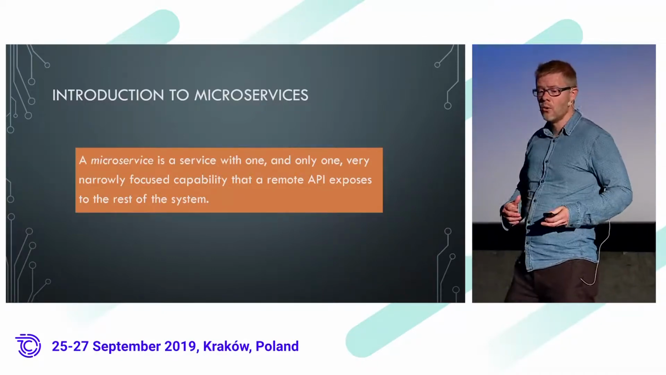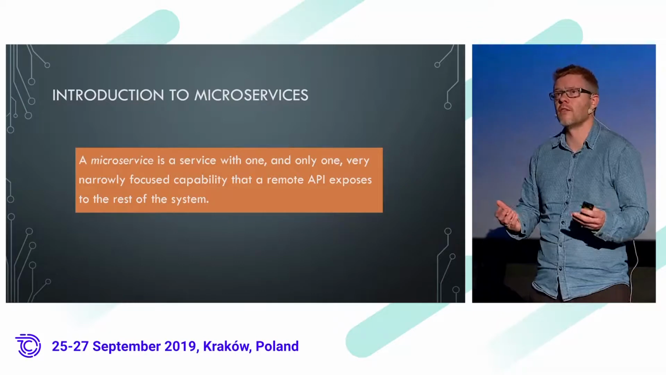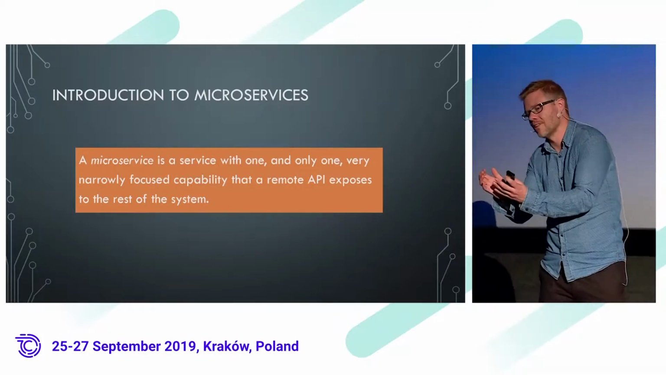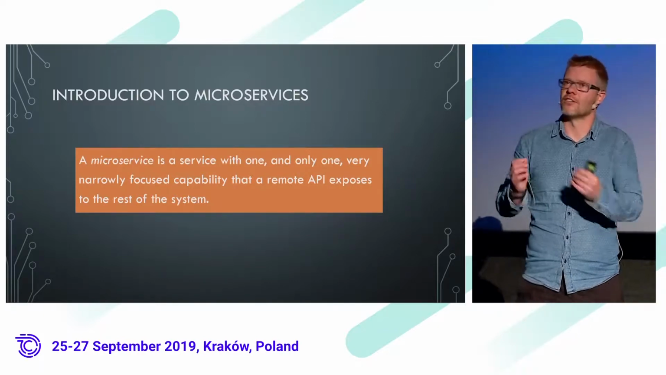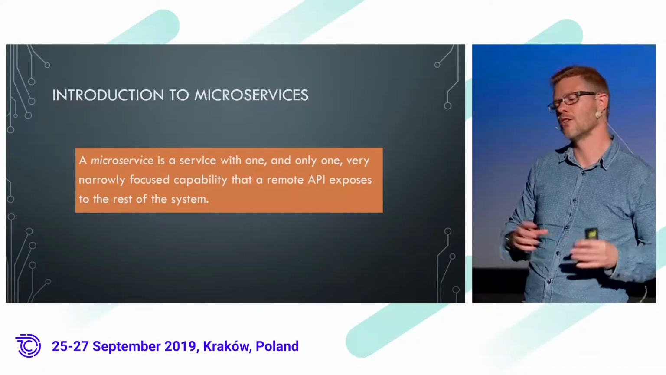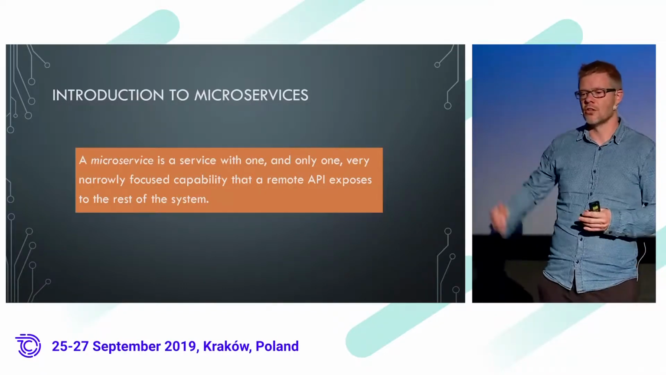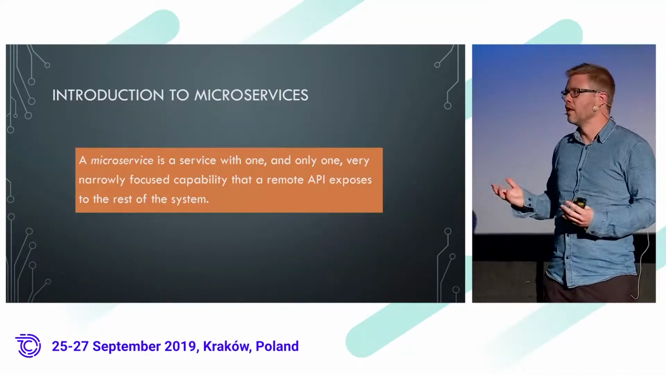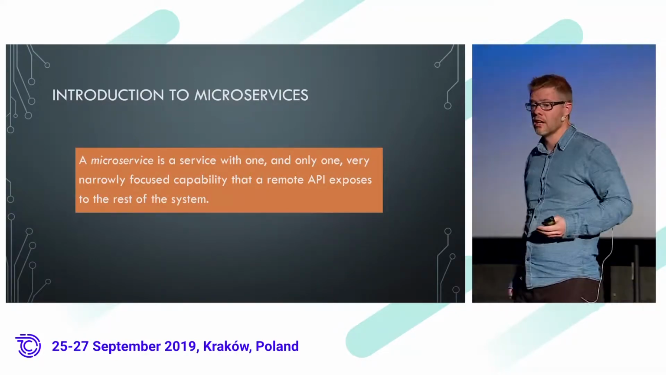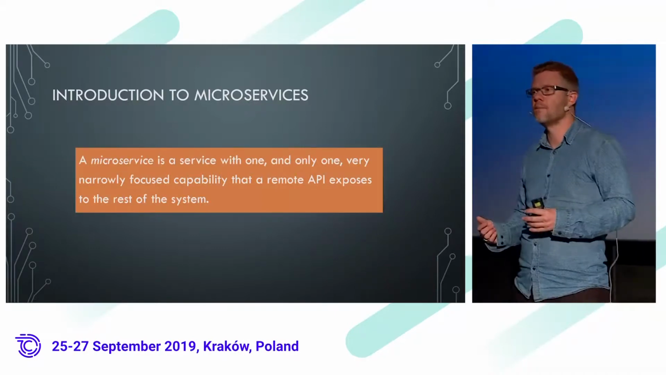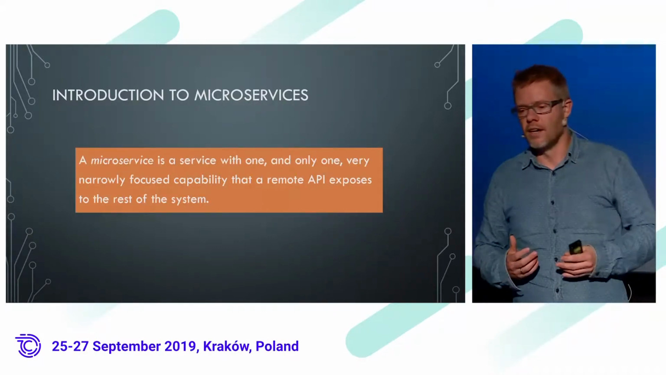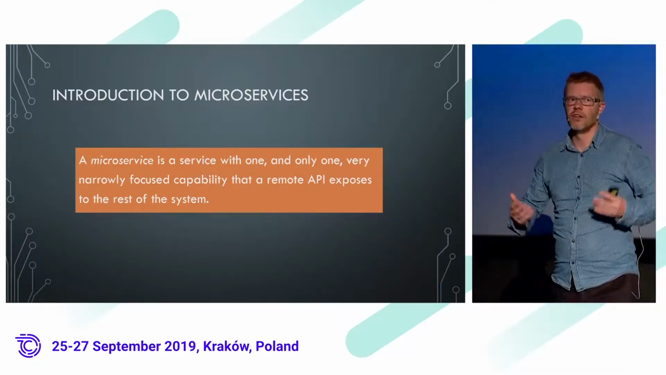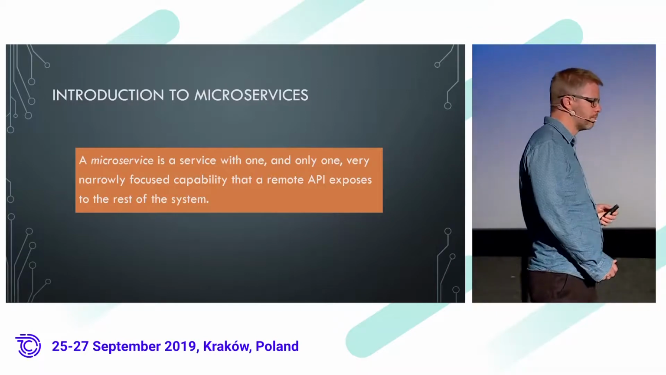Now, if they're so narrow, there has to be more than one of them, and they have to collaborate in order to do anything interesting, because the systems aren't that narrow. We don't want to deliver just a tiny feature to the end users. They want complete systems. So that's why whatever they do is exposed to the rest of the system. And I use API in a broad sense. So that could be an HTTP API. That could be messages over a queuing system or a bus or whatever, a means of interacting between the services.